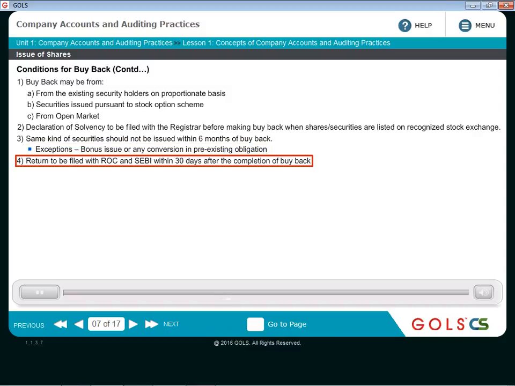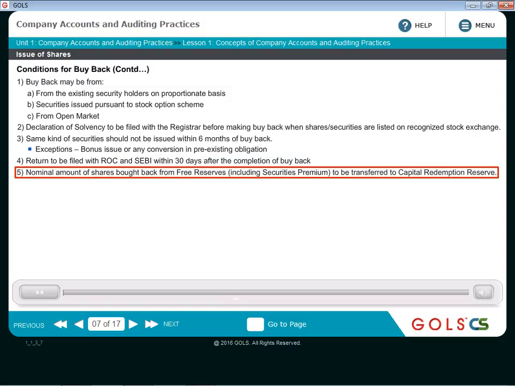A return has to be filed with the Registrar of Companies and SEBI within 30 days after the completion of the buyback. The nominal amount of shares bought back from free reserves, including securities premium, is to be transferred to capital redemption reserve. So, we discussed earlier the sources of buyback of shares: free reserves, including securities premium, or fresh issue of shares or securities of a different class.